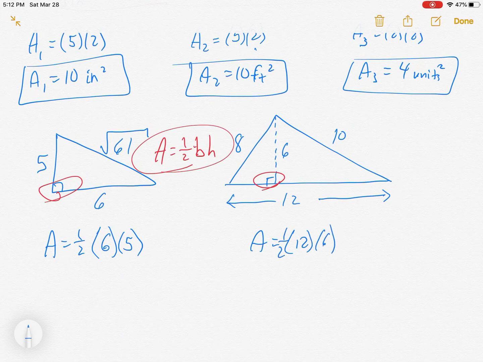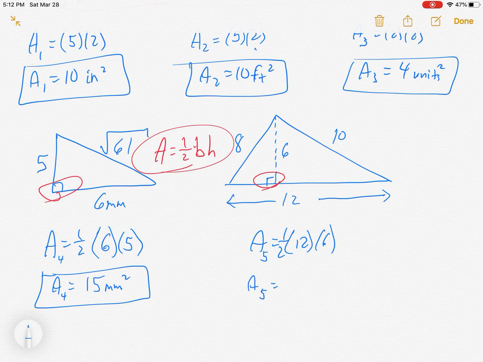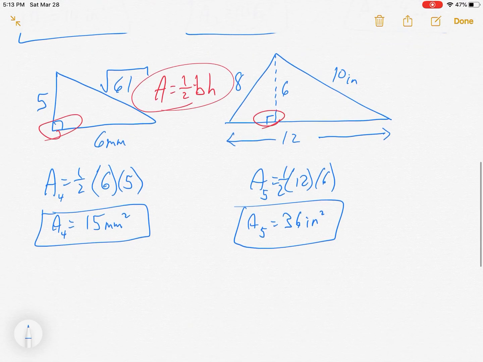12 times 6. So this first one is 15, I didn't give any units here, let's just make up some units. Millimeters squared, we'll call this A4, just so that they're not getting the areas mixed up, A5. This one is 36, and make some units on this one, inches squared. That's 10.1. It's just area. Area is base times height. If it's a triangle, it's half base times height.